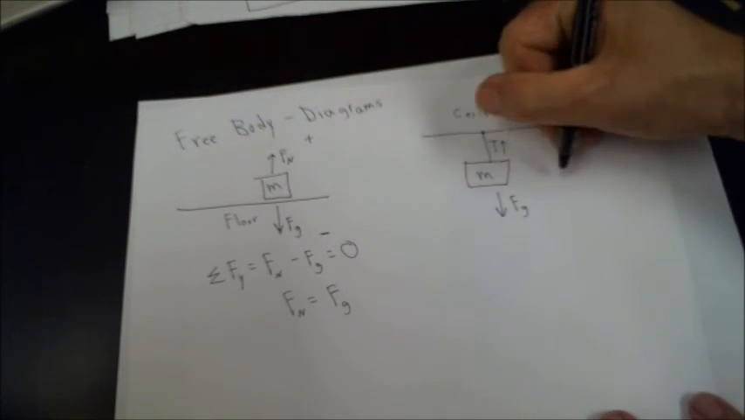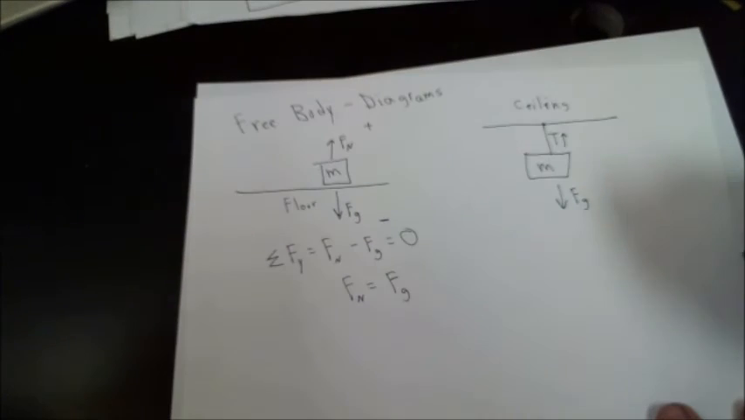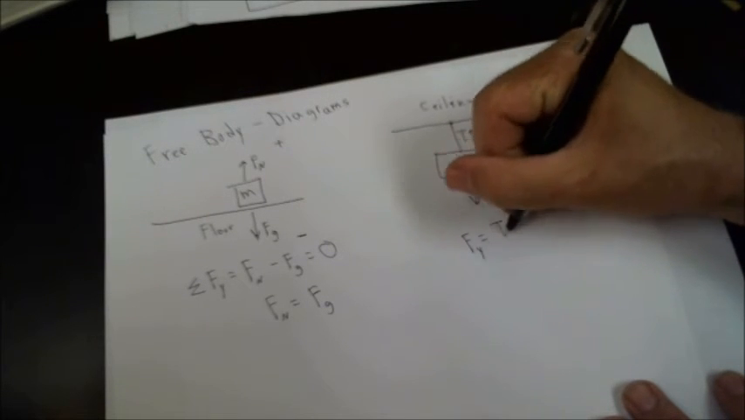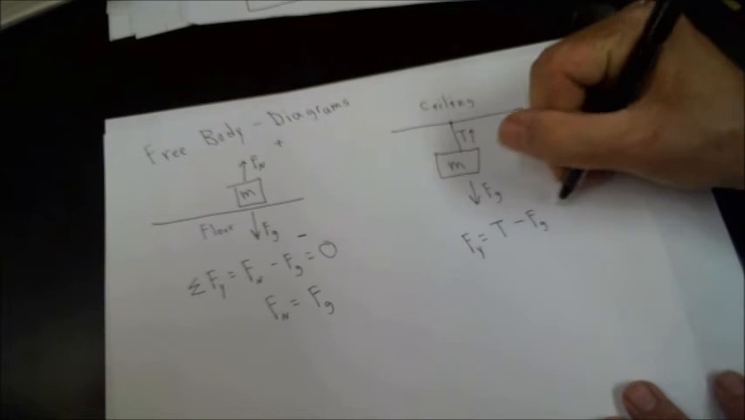Now, I'm not going to put F of x for either of these because there's no force in the horizontal direction. I am going to do a force in the y direction equation for this one. F of y is equal to positive tension, T, negative force due to gravity, negative F of g, and it must be equal to 0.